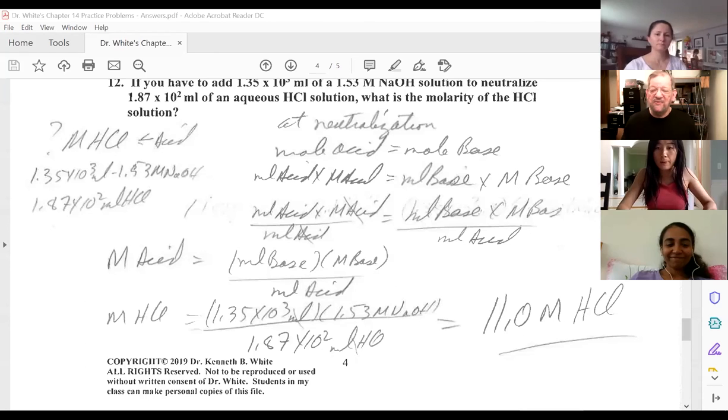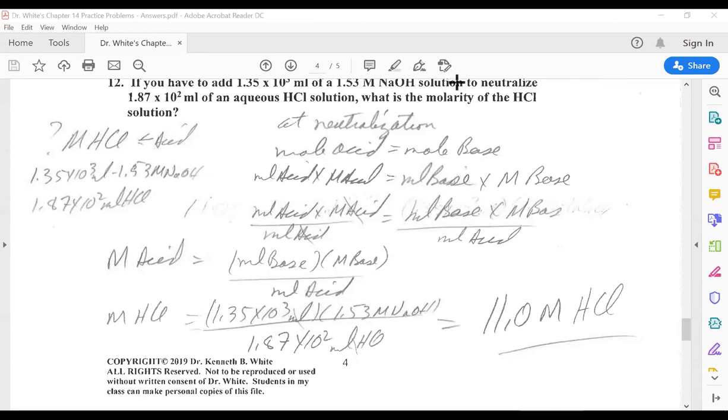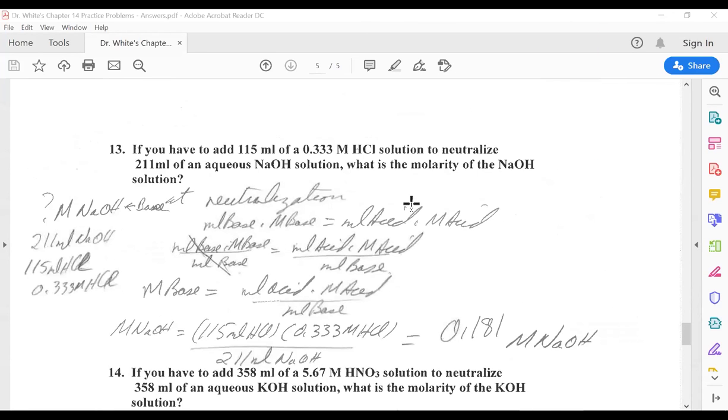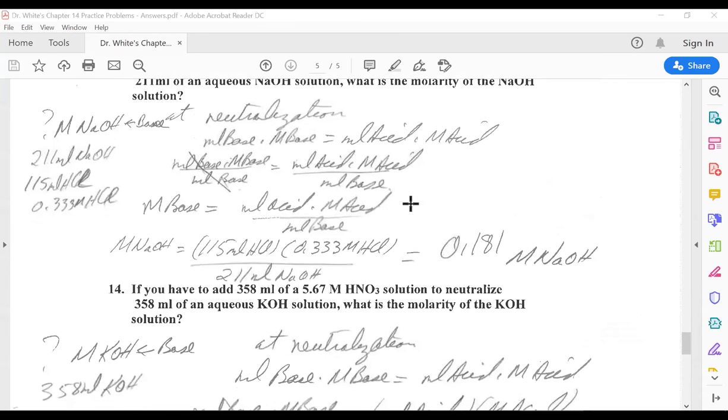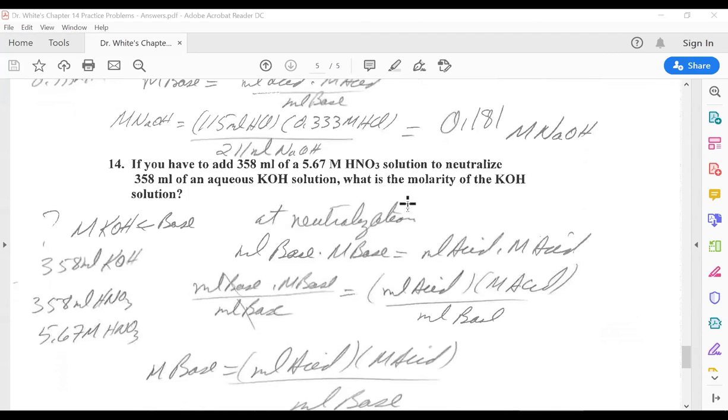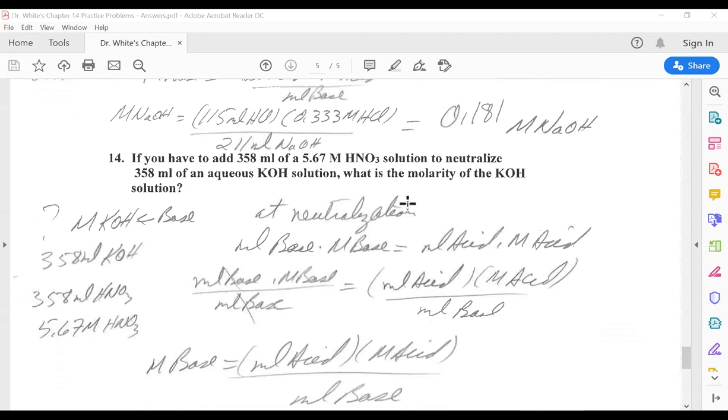All right, let's go back to the pH problem set. Once again, I'll ask for my thumbs up, people. Do you see the pH problem? Thank you. All right, let's do one more of these. Let's do number 14 because it looks interesting. If you have to add 358 milliliters of a 5.67 molar HNO3 nitric acid solution to neutralize 358 milliliters of an aqueous KOH solution, KOH potassium hydroxide, a base, what's the molarity of the KOH solution?